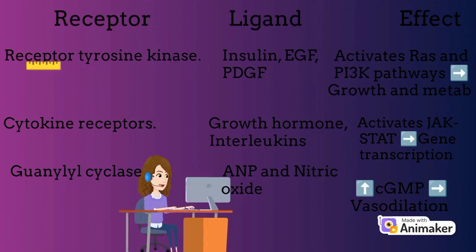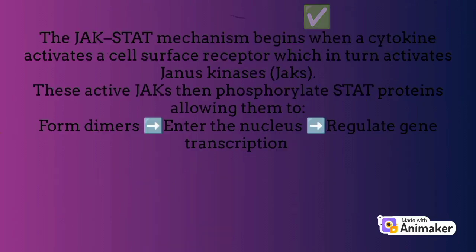The ligand for receptor tyrosine kinase include insulin, epidermal growth factor, and platelet-derived growth factor. Binding of the ligand activates RAS and PI3K, causing growth and metabolism. The ligand for cytokine receptors include growth hormone and interleukins.